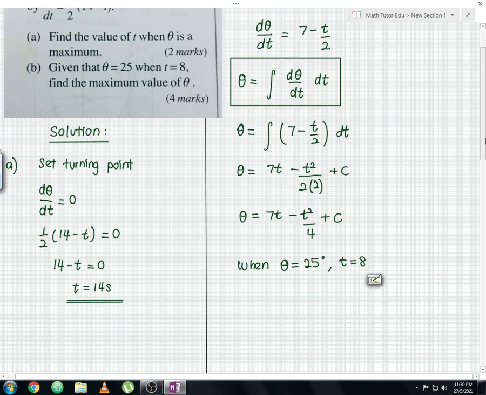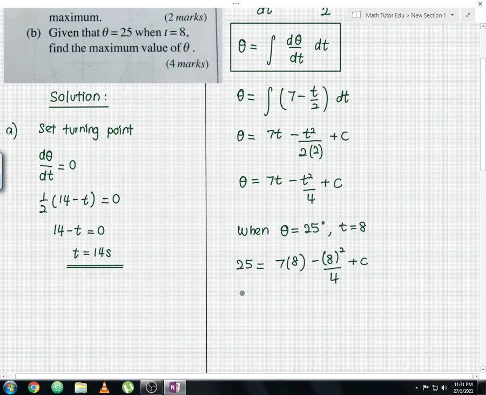Okay, so let us substitute this value into the equation here. So from here 25 is equals to 7 times with 8, and then you minus with 8 square over 4, and then you plus with c. So please wait, guys, let me write the bracket here, in case you get confused. Okay, let me move this. Okay, now it's better.